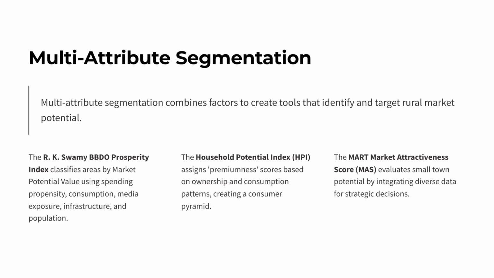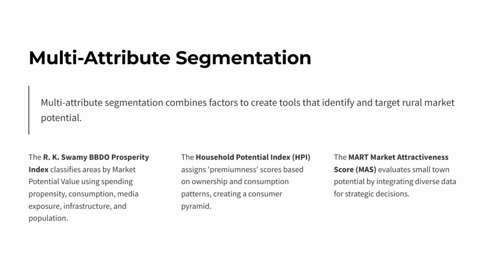Finally, given the complexity of rural markets, relying on a single segmentation variable is often insufficient. Multi-attribute segmentation provides a more sophisticated approach by combining several variables, perhaps demographic, geographic, and behavioral, to identify smaller, more precisely defined, and meaningful target groups. Marketers increasingly use such methods.